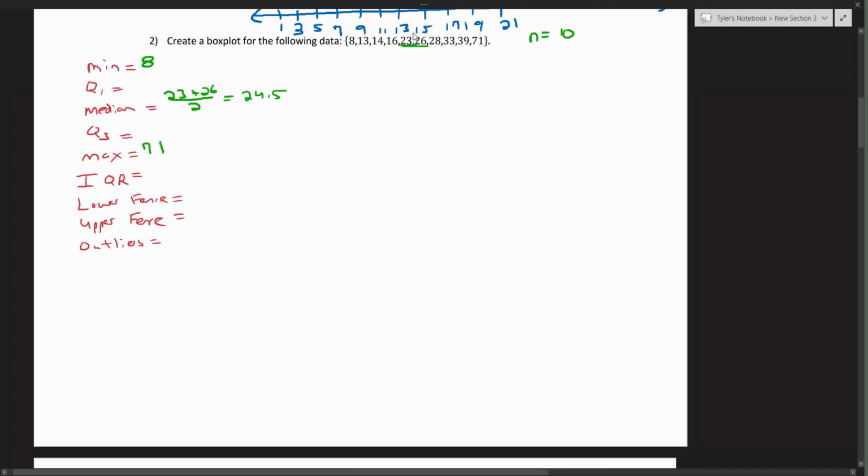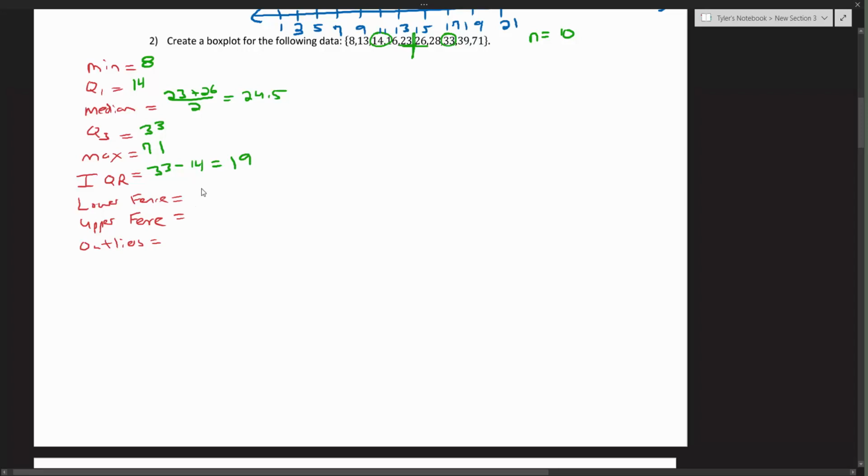So then my median is here, right, somewhere in between 23 and 26. So I'm gonna find the median of the lower half to find the quartile 1. So that's going to be 14, right? And then the middle number in the upper half is 33. So Q1 is 14, and Q3 is 33. So then the interquartile range is 33 minus 14, right, which is 19.